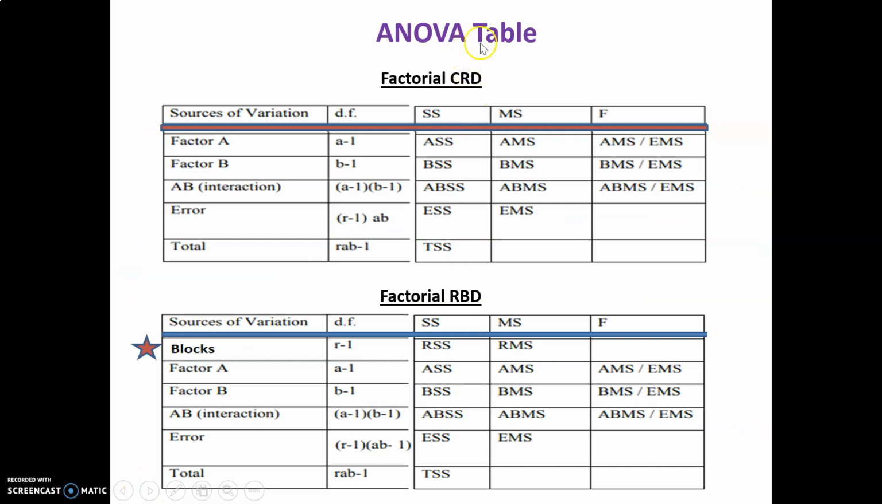If we see the ANOVA table for a two factorial experiment under factorial RBD and factorial CRD, three major sources of variation are there. These are factor A, factor B, and interaction of factor A and B in both cases. But coming to factorial RBD, one more additional source of variation is there, that is blocks.